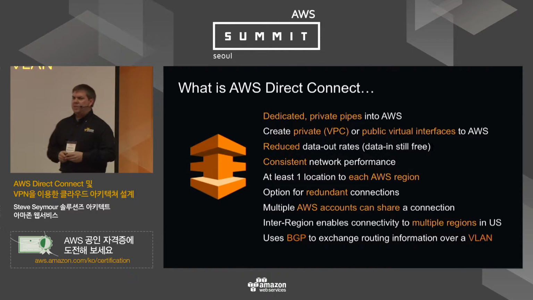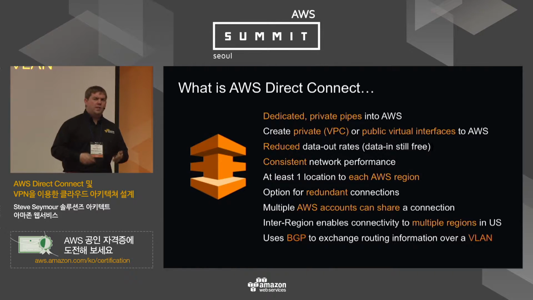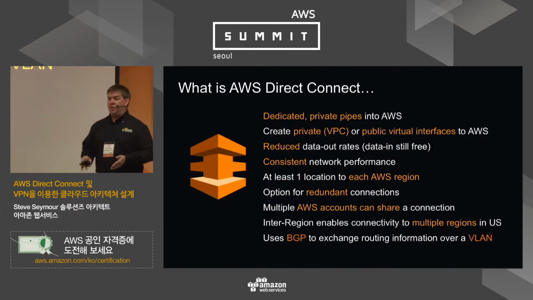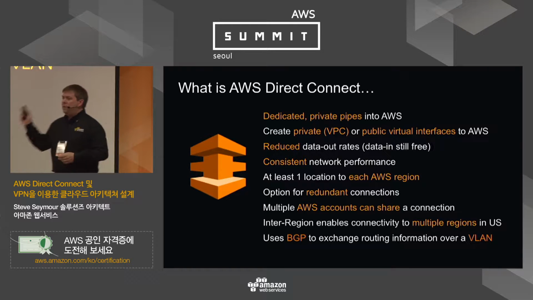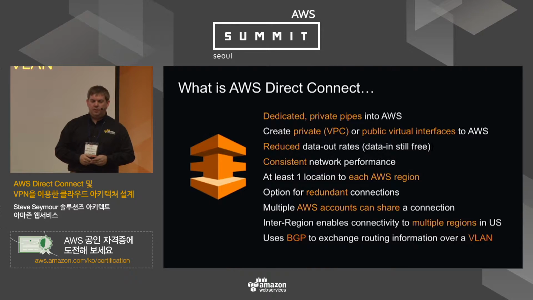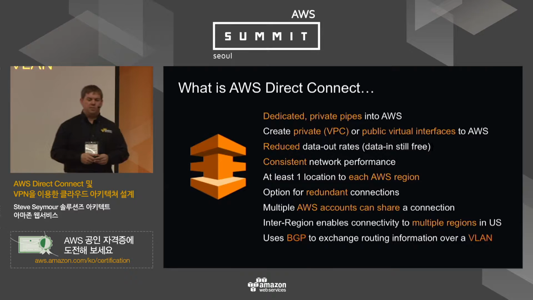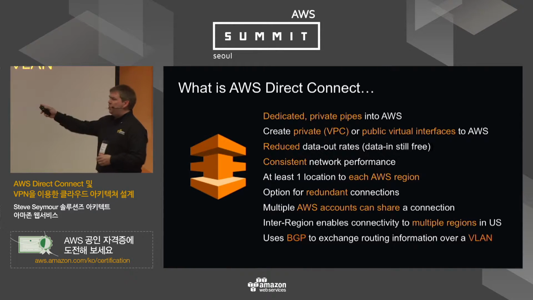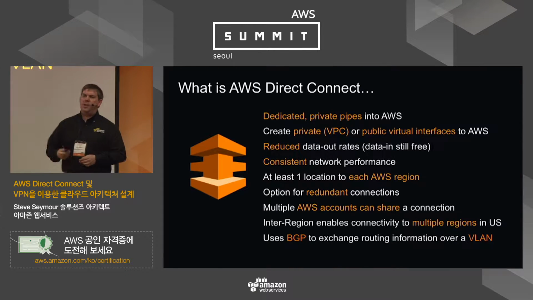All of the AWS regions have at least 1 Direct Connect location. And you can always install multiple Direct Connect connections for redundancy. An important example that I'm going to talk about later is the fact that you can share 1 Direct Connect connection across multiple accounts. And in the US, we have the option to share routes between our different regions, but that's only in the US. Quite simply, Direct Connect uses BGP to exchange routing information over a VLAN, and we're going to look at that in more detail now.